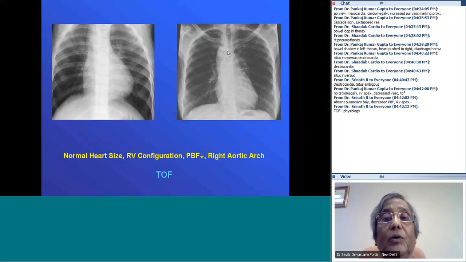And this I'll emphasize again because I found many students are not very clear about it. This is the shadow of the trachea. I follow it here, and there is the indentation on the right side, and so it's a right aortic arch.